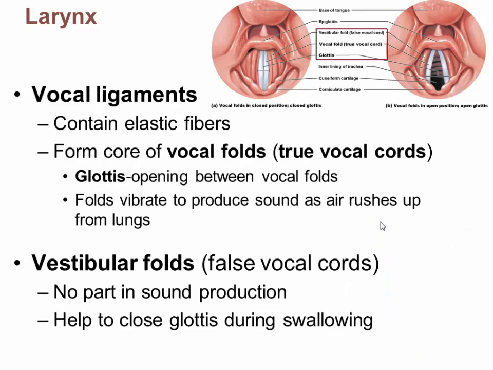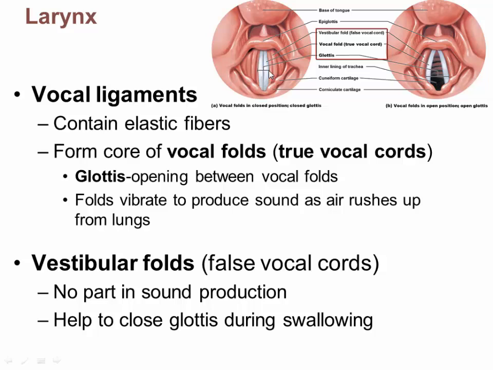Now, inside the larynx, if we look down on it, we're going to be able to see the vocal folds. So, Mike, the vocal folds or the vocal ligaments are these white structures. They contain elastic fibers so they can be stretched. Right in between them, the little opening is known as the glottis. So the glottis is the opening. It's closed here, open over here.